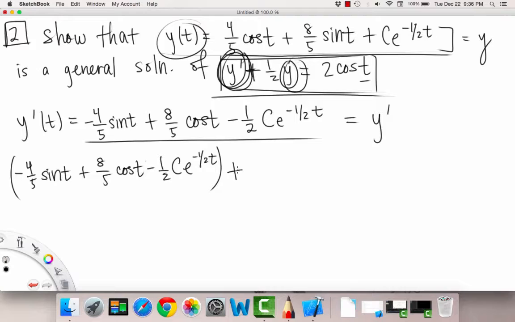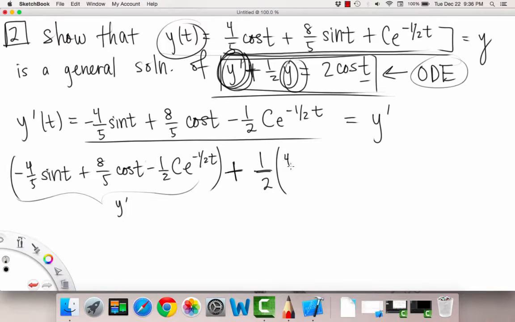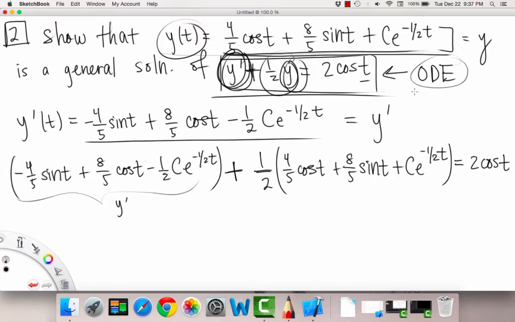And then we're going to plug in, because we're plugging these things into our ODE, right? I'll draw an arrow here. This is our ODE, which we're plugging it into. So this whole thing, like I said, is our y prime. And then we're going to add to it half of y, and the half comes from the ODE formula, or the equation. So y, we're going to go back to our original equation, which is 4 over 5 cosine t plus 8 over 5 times sine t plus c times e to the negative 1/2 t. So that's that part. We finished this, and then we're going to equal that to 2 times cosine t, which again comes from our ODE here.